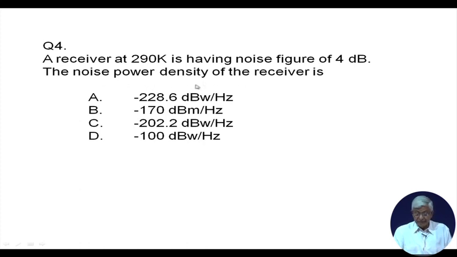Noise power density. So, this density is the spectral, that is it has to be divided by B. Noise power is kTB. So, since it is density, that is B is divided. So, it becomes kT, noise power density will be kT. So, therefore, T has to be found out, whereas F, noise figure, is given.